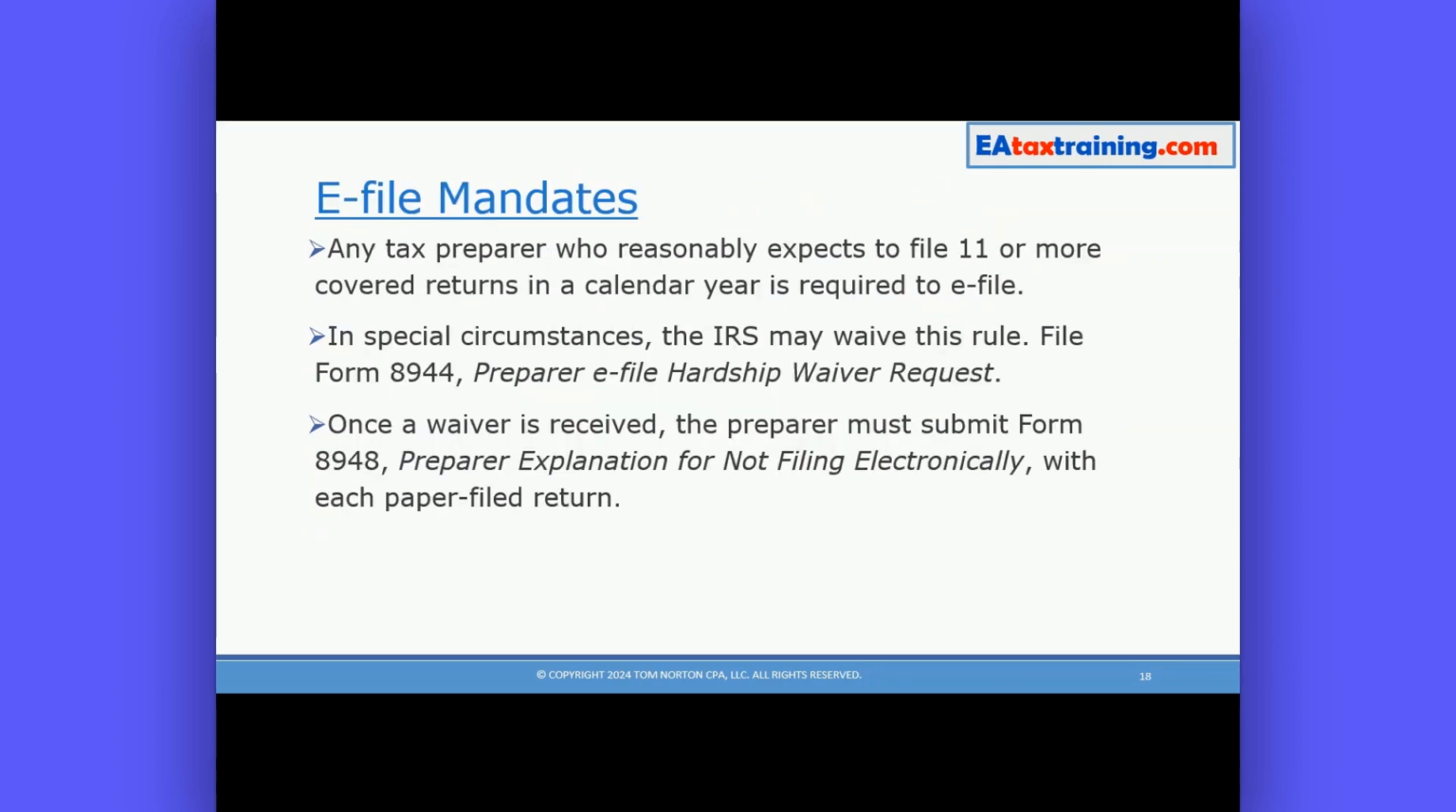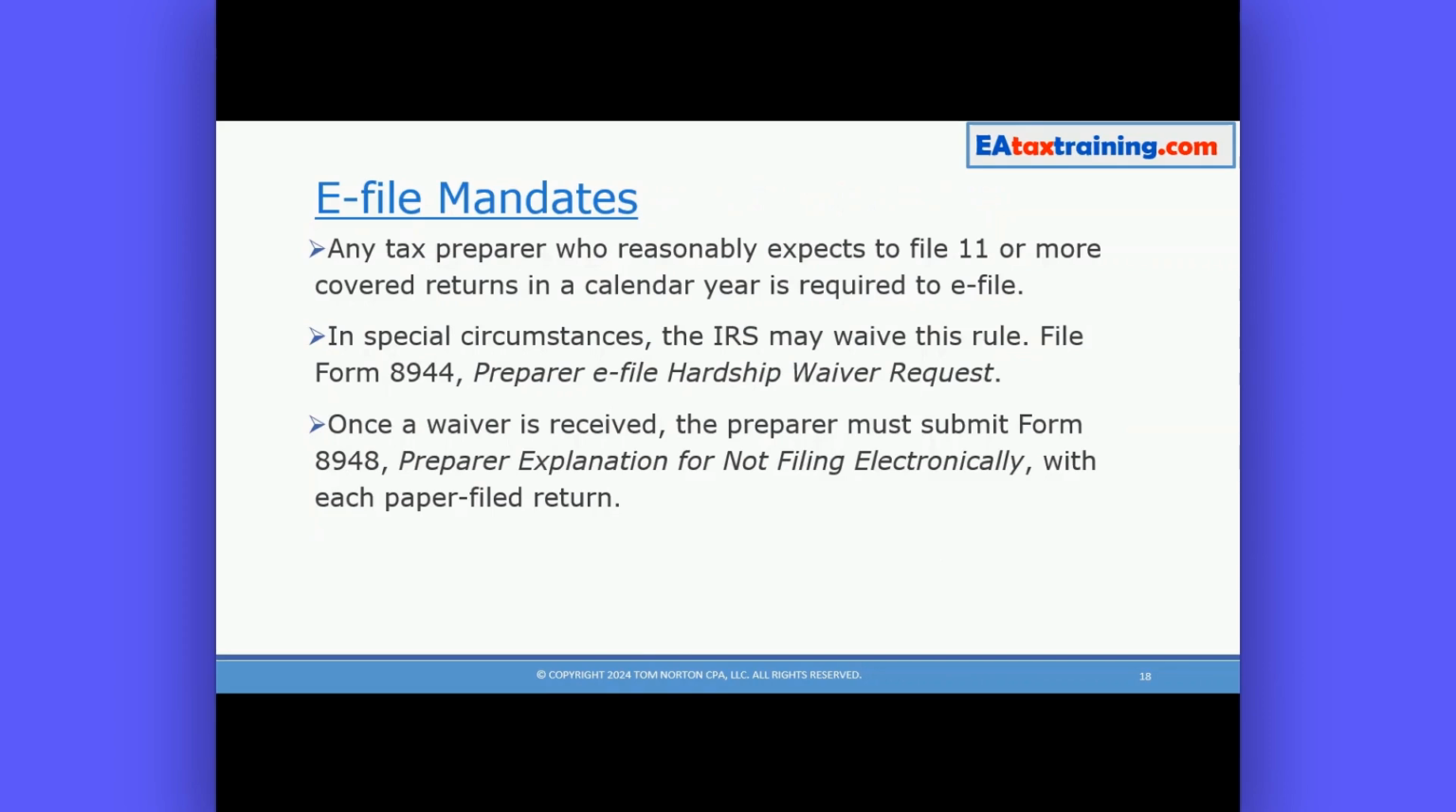There are mandates for e-filing. Any tax preparer who reasonably expects to file 11 or more tax returns in a calendar year is required to e-file. In other words, you're not allowed to file on paper unless you've got special circumstances, and then you can apply to the IRS to waive that rule. You file Form 8944 in order to request that waiver. If you do get that waiver, then every return that you file on paper has to include a Form 8948, preparer explanation for not filing electronically.